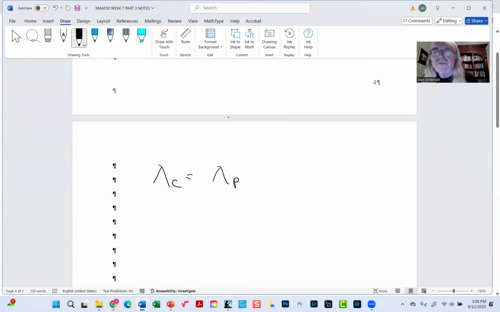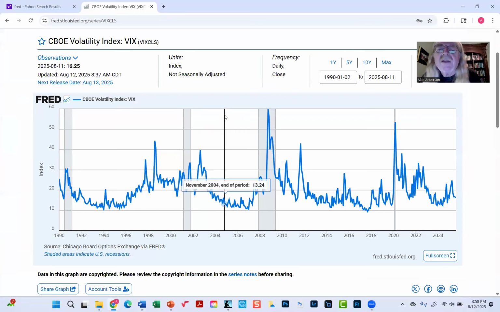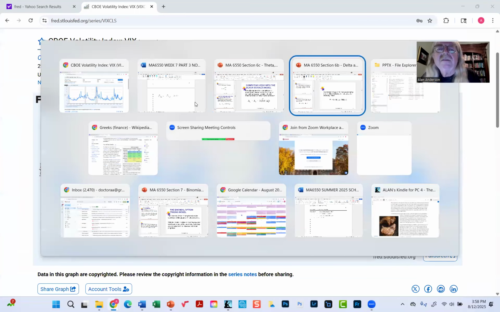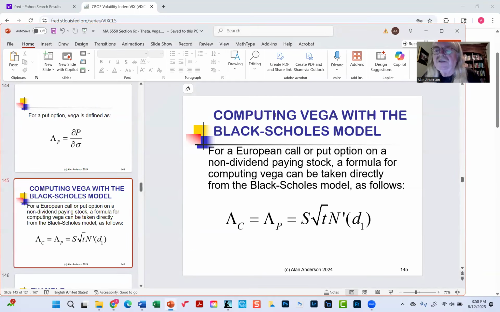As long as it's the exact same option, same price, same asset, same everything, they'll be the same. Not only that, but they're always positive. And the graph, when you see it, may even remind you of the graph for gamma, although the scale is different.